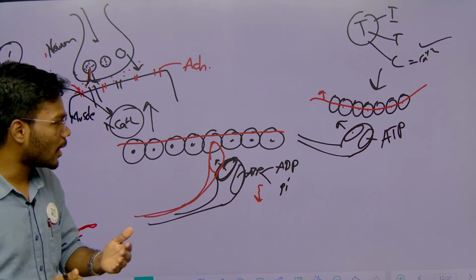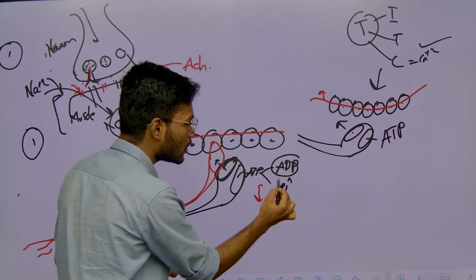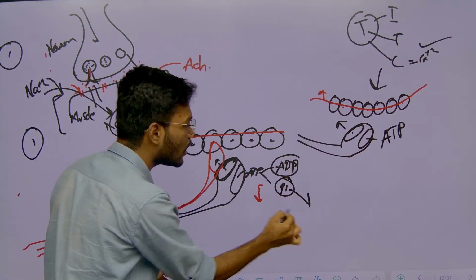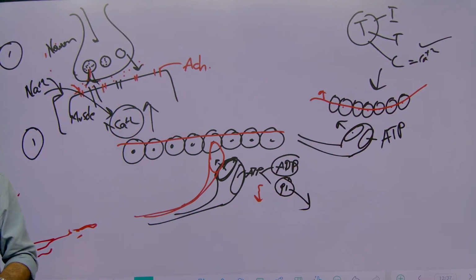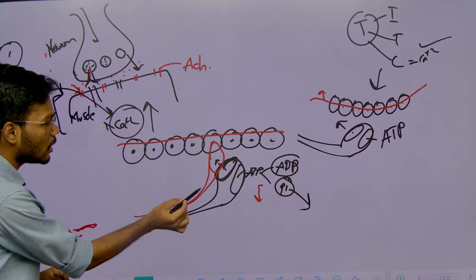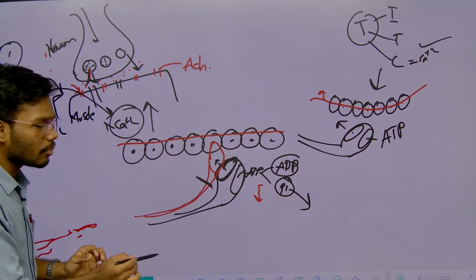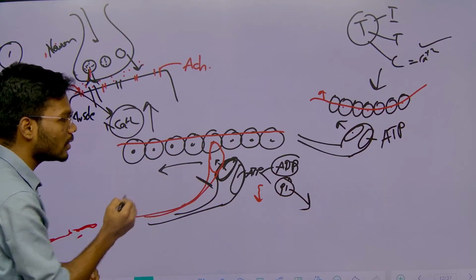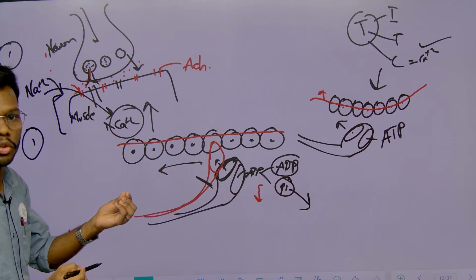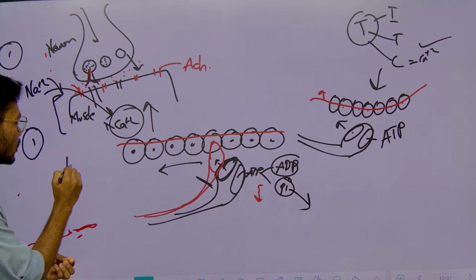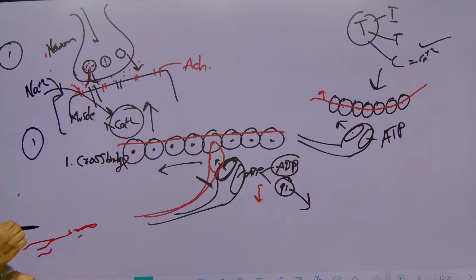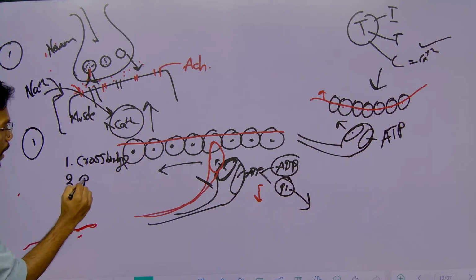Next what happens? So here we have ADP plus phosphate. Now this phosphate will be removed. Whenever the phosphate is removed, what happens? Here we have the neck, right? So there is a bend of this head molecule. That bend of the head molecule is called what? Power stroke. Understand? The first step is cross bridge formation, right? The second step is called power stroke.